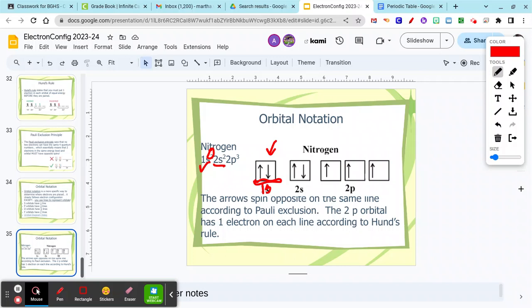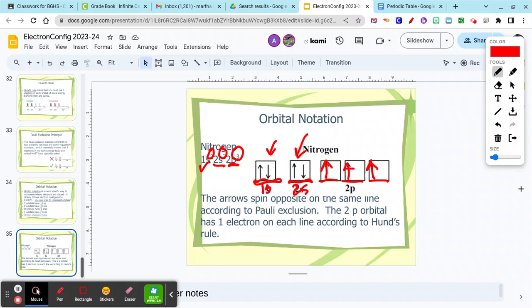Then I go to the next one. It's an s, so it also is one line or one box, and I have two electrons in there. They have to be opposite spins, one up, one down, and I label it 2s. When I get to a p orbital, I automatically draw 3 lines because there's 3 different p orbitals. In this case, I only have 3 electrons, which means that, according to Hund's rule, I have to put 1 in each. I can't pair them, okay?